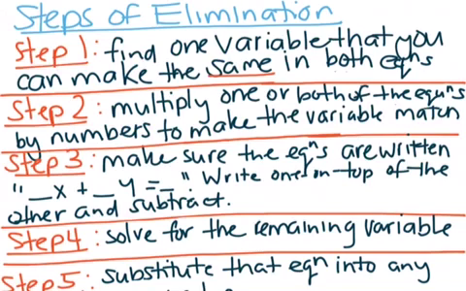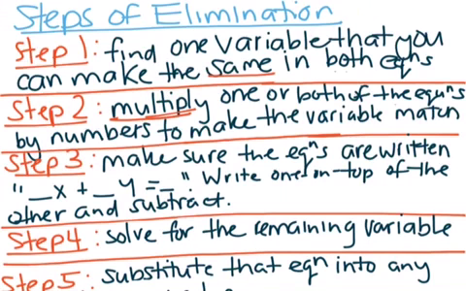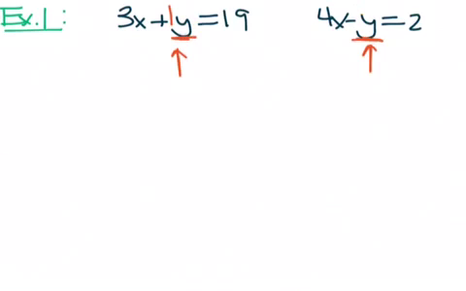Once we've figured out our variable that we can make the same in both equations, step 2 says multiply one or both of the equations by numbers to make the variables match. Here I've got a plus y, and here I've got a minus y. Remember that this is just a plus 1y, and this is just a minus 1y. How can I make them the same? Step 2 says I have to multiply one or both of the equations by a number to make the variable match. So why don't I try this?